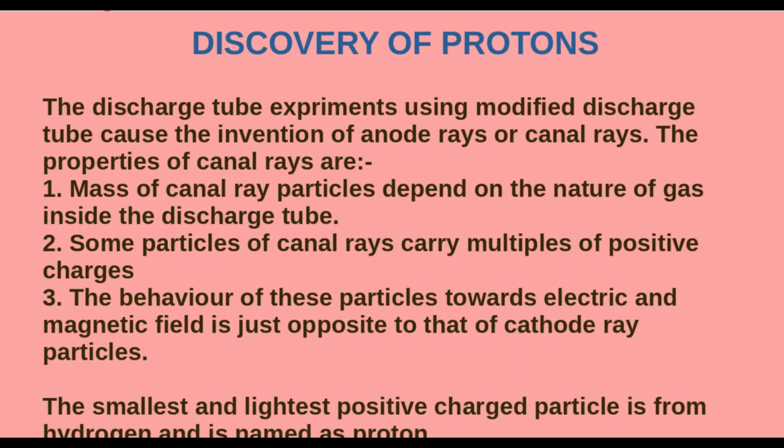For example, if you fill the discharge tube with sodium vapor, it will be Na+, with only one positive charge. But if you fill it with barium vapor, it will carry Ba2+, two positive charges. The behavior of these particles towards electric and magnetic fields is just opposite to that of the cathode ray particles. The smallest and lightest positively charged particle is from hydrogen and is named the proton.